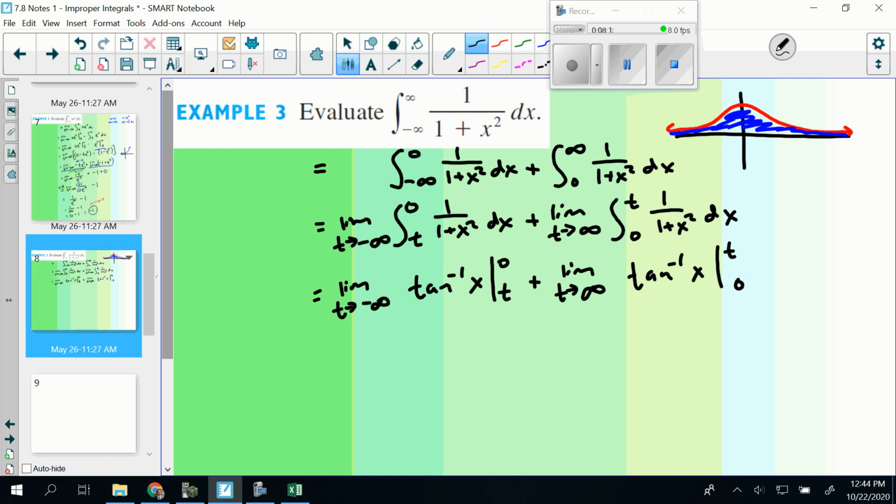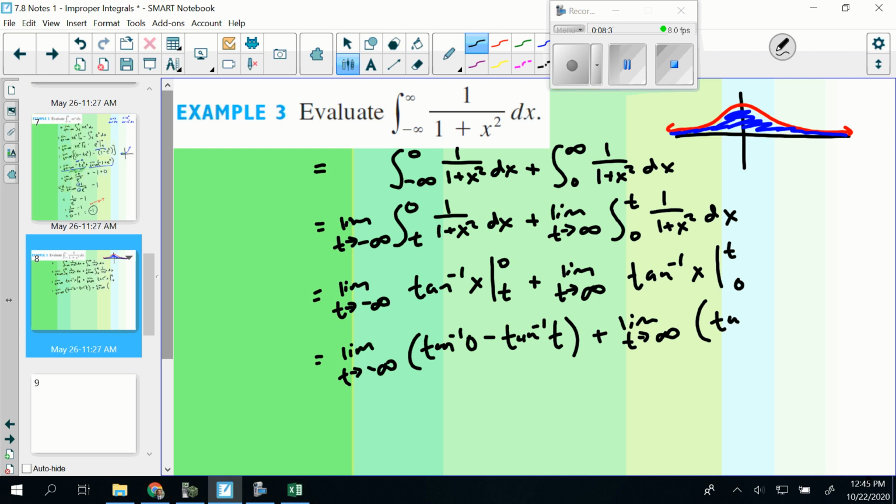So now we got to evaluate these. If we plug in 0, we're going to have to figure out what's inverse tan of 0 minus what we get when we do inverse tan of t. Plus the other one looks pretty similar here. But we got inverse tangent t minus inverse tan of 0. So now let's figure out what those are.